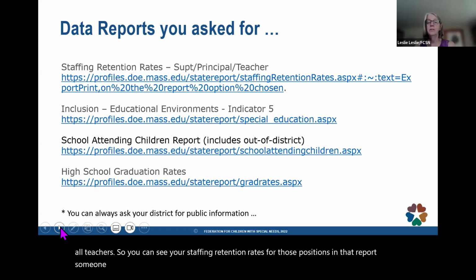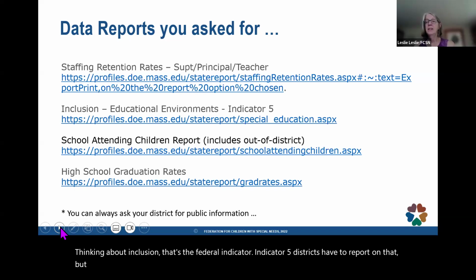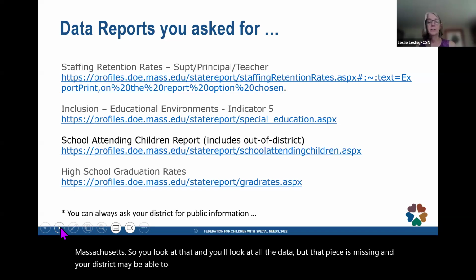Someone was asking about all the different educational environments, thinking about inclusion. That's federal indicator 5. Districts have to report on that, but our federal government doesn't ask about partial inclusion, which is an option here in Massachusetts. So you look at that and you'll see all the data, but that piece is missing. And your district may be able to supply some of this information. They also wanted to know where children were going, the number of out-of-district placements.